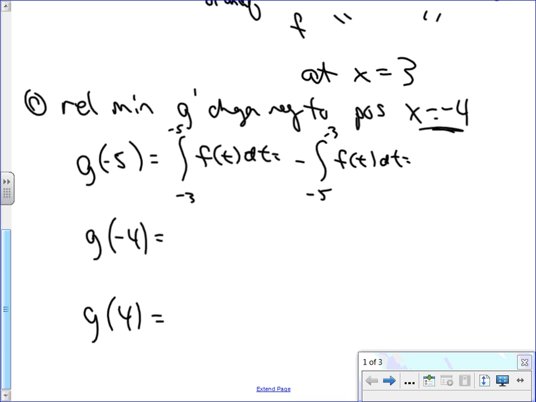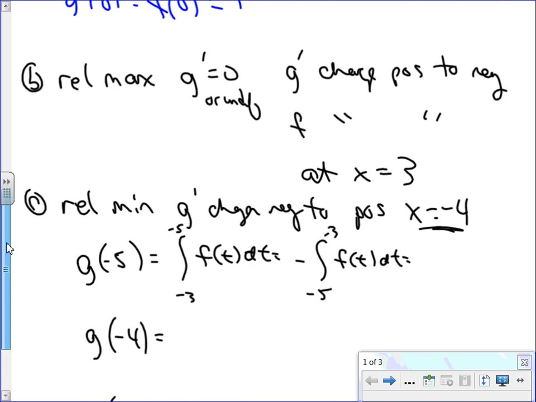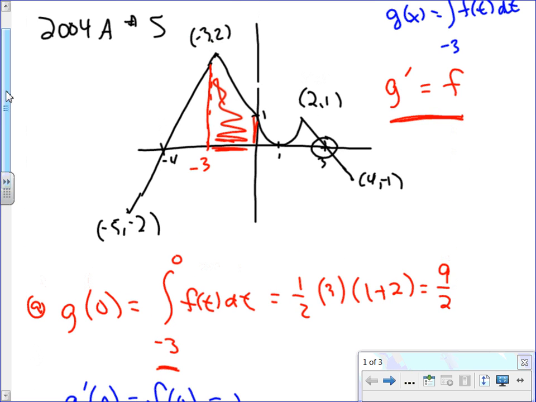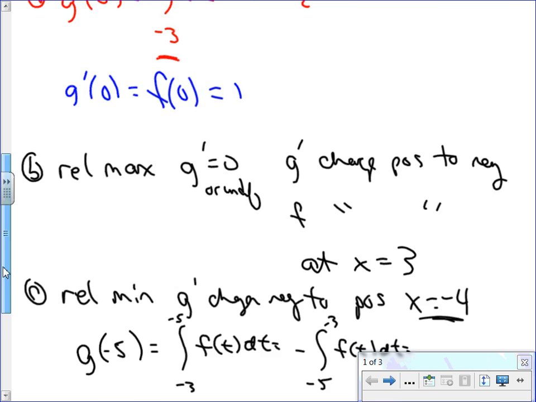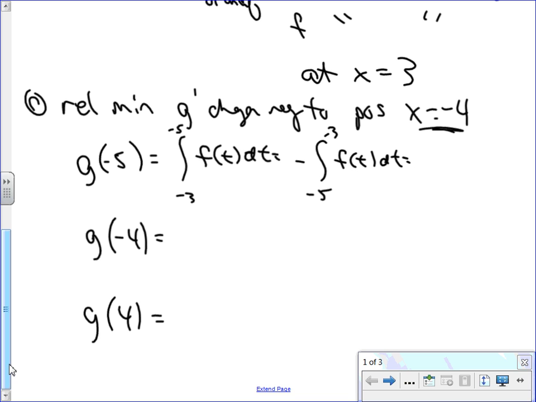Part of that area is below and part of it's above, yes? Make sure you're paying attention to that. This part, I'm going to use some blue. This part is negative and this part is positive. It turns out those two numbers are the same thing. So what is that antiderivative? 0. Okay.